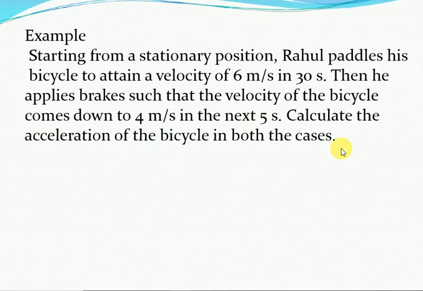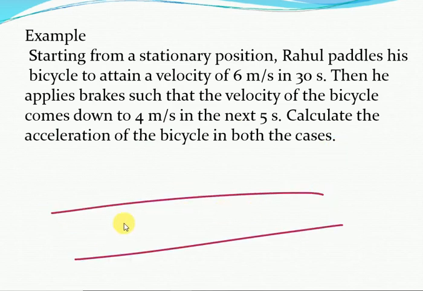That means there is a boy named Rahul. He was pedaling a bicycle, reaching a speed of 6 meter per second. He continued to pedal for 30 seconds. Then he applies the brake. If you apply the brake, what happens? The velocity reduces. Earlier the velocity was 6 meter per second, now it reduces to 4 meter per second. From 6 to 4 meter per second, it needs some time. That time is 5 seconds. Now calculate the acceleration of the bike in both the cases.